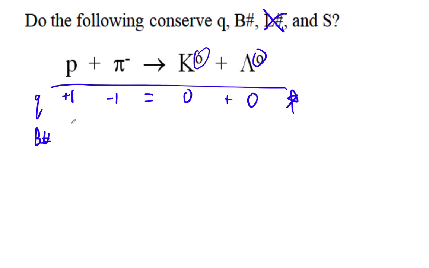Baryon number, well, proton is a baryon. That's the one I know. I don't have to look that one up. Okay. Pi, this guy, the pion, the pi minus is actually a meson, so it is not a baryon.